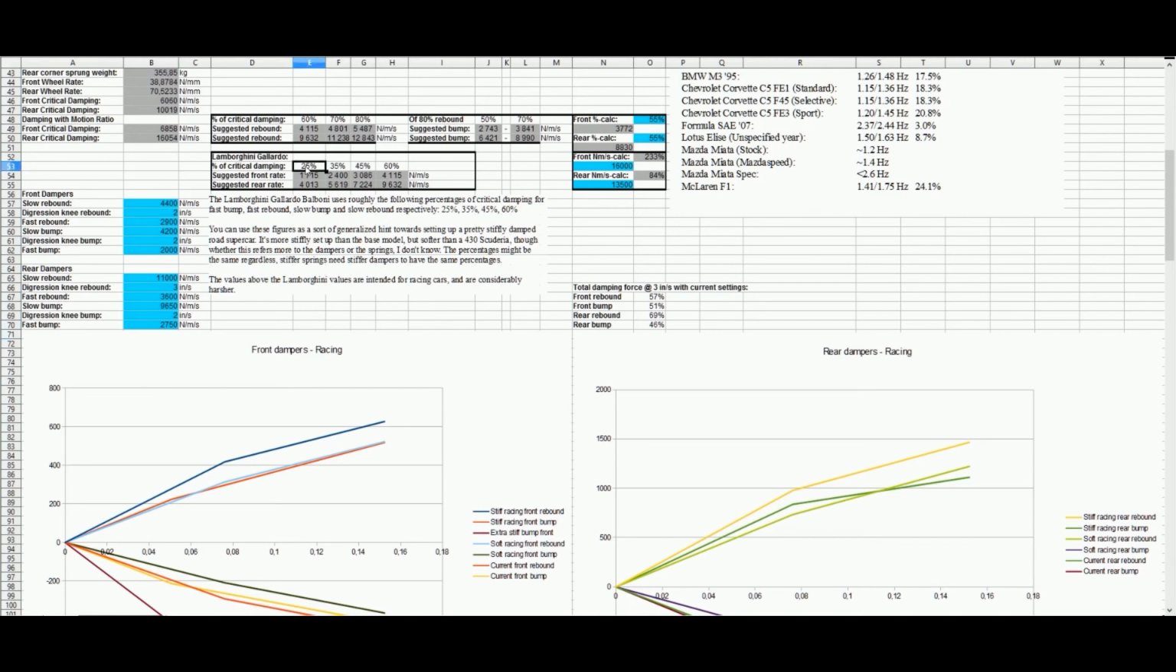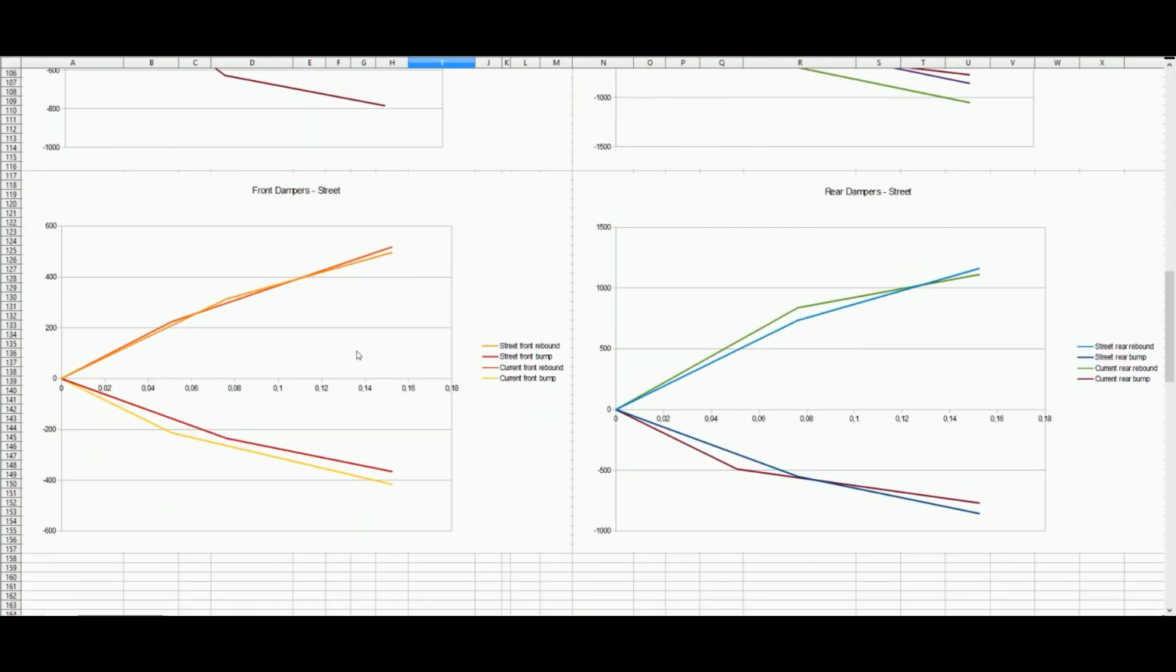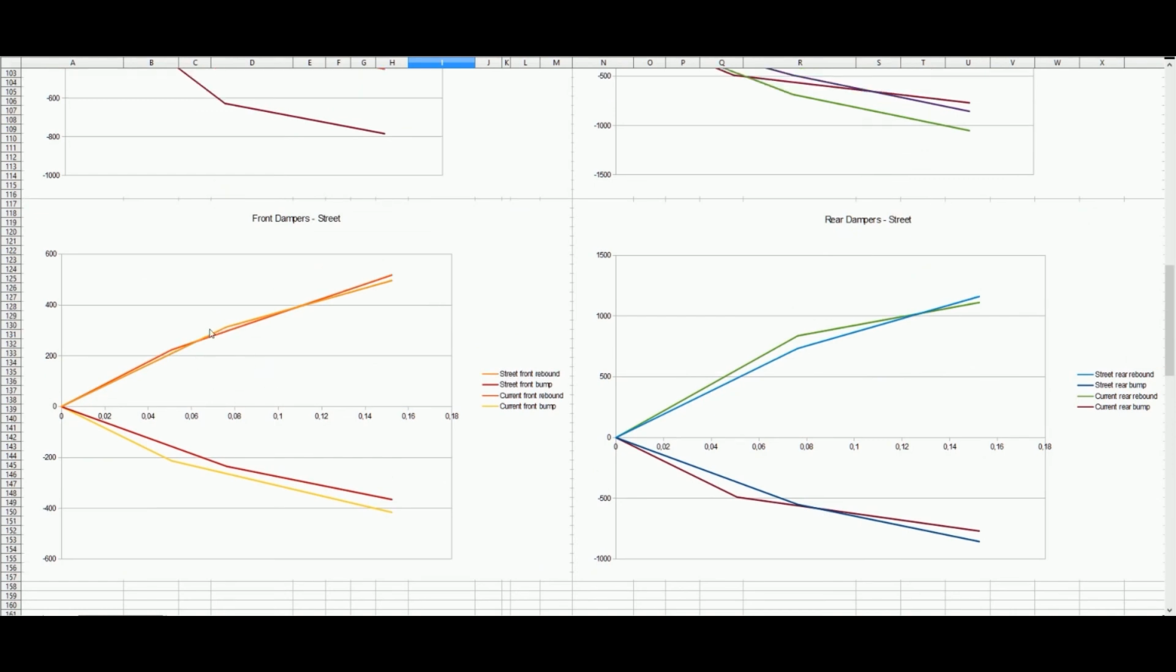So yeah, and if we see what happens for the street, again, these street values are just these values here, but in graph form. So what we can see is that despite the lower digression knee here, we get pretty damn close to our aim here. It's a bit below and it goes a bit over the top at the faster end, but it's sort of an extreme car, so I'm willing to forgive it for being a bit stiff over bumps at high speeds.